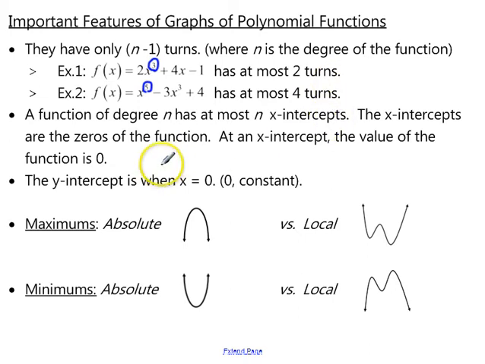A function of degree n has at most n number of x-intercepts, and the x-intercepts are the zeros of the function.